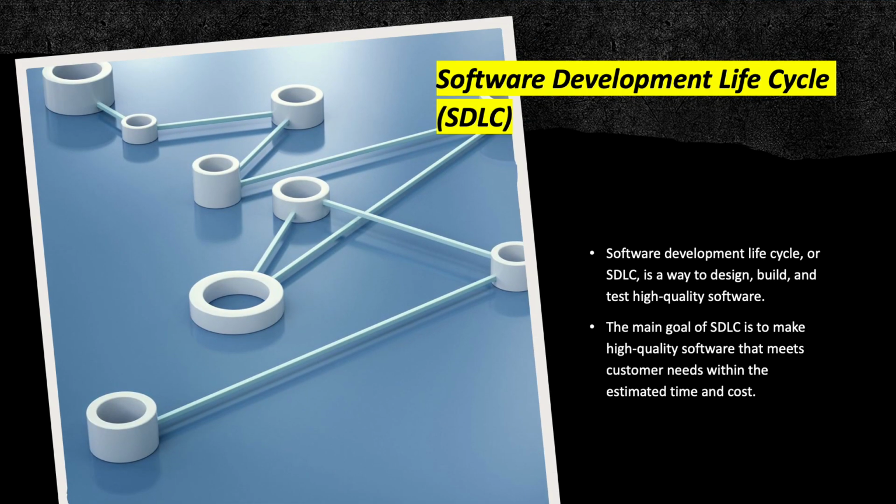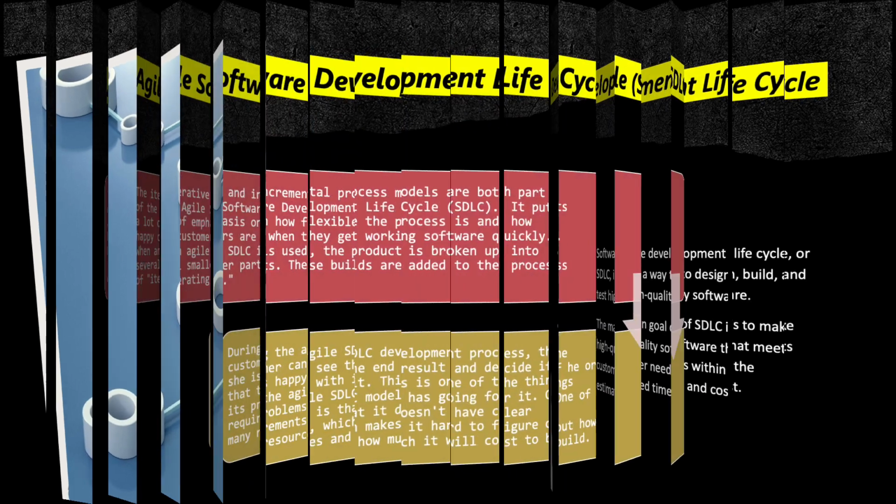The software development lifecycle, also known as SDLC, is a process that allows for the planning, construction, and testing of high-quality software. The primary objective of the software development lifecycle is to produce high-quality software that satisfies the requirements of the client within the allotted amount of time and money.